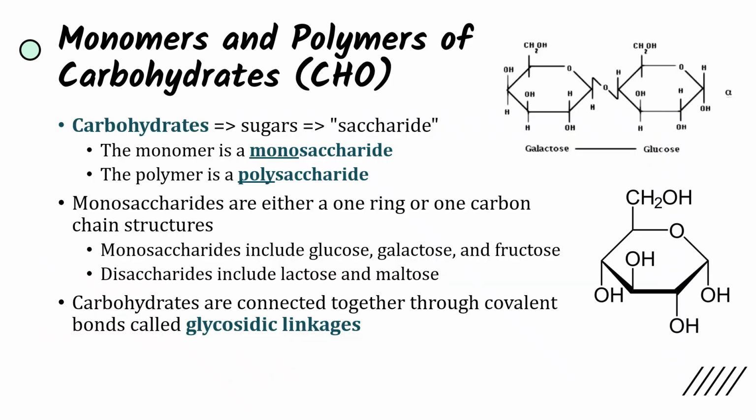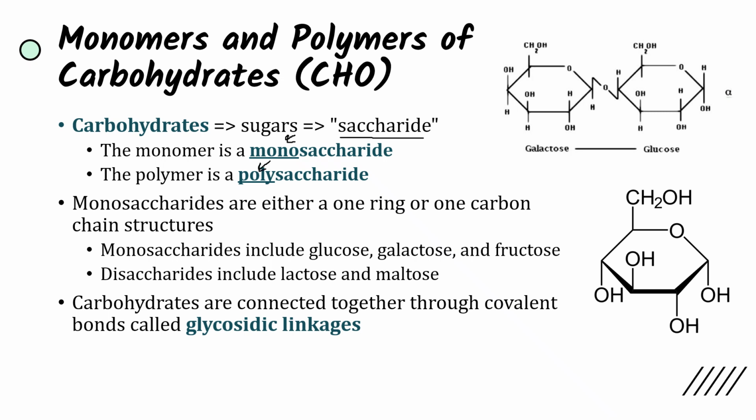So, monomers and polymers of carbohydrates. Carbohydrates consist of CHO, as we talked about in 1.3, meaning they're made up of carbon, hydrogen, and oxygen atoms. So, a carbohydrate is also known as a sugar or a saccharide. And so, the monomer is a monosaccharide or single sugar, while the polymer is a polysaccharide or many sugar.